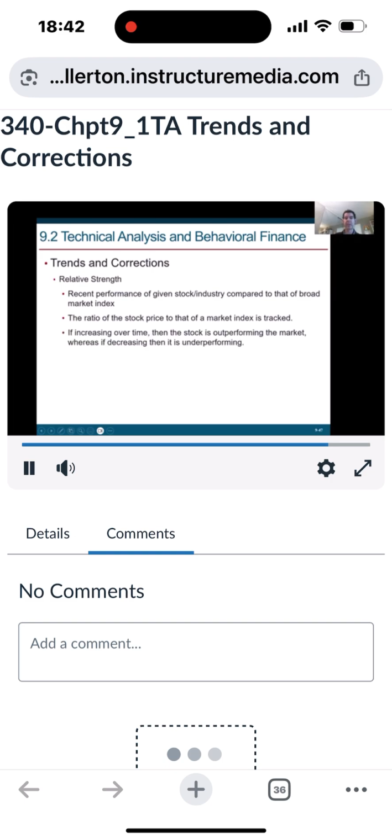If that ratio is increasing over time, I'll give you an example in a second, then the stock is outperforming the market. For example, maybe the market is up 10%, but your stock is up 20%, then your stock has a lot of relative strength. You are going up more than the market. If it's decreasing, like maybe the market is up 10%, but your stock is only up 2%, then you have weak relative strength. You are going up less than what the market is doing, okay? So it's just seeing how strong you are relative to what the market is doing.